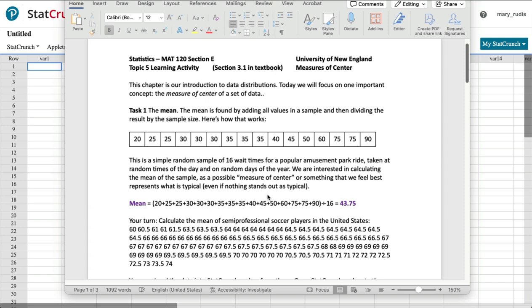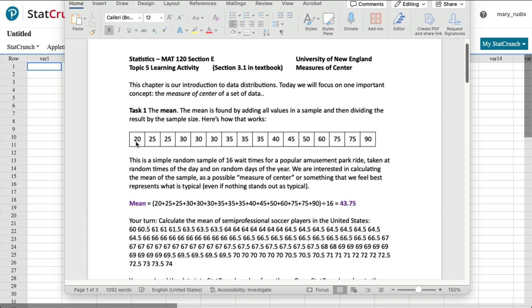So we're going to start by talking about the mean. Whenever you have numeric data, a series of numbers, any list of numbers has a mean, and the mean is just the average. Here we have a sample of 16 wait times for a popular amusement park ride, taken at random times of the day and random days of the year. We just took a random sample of that.